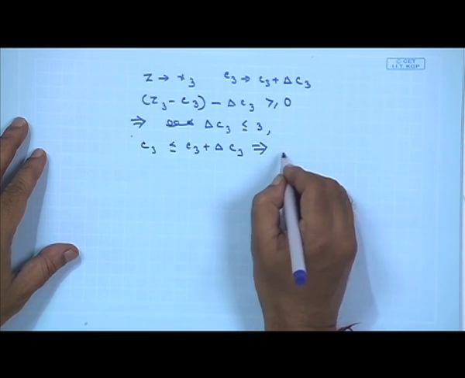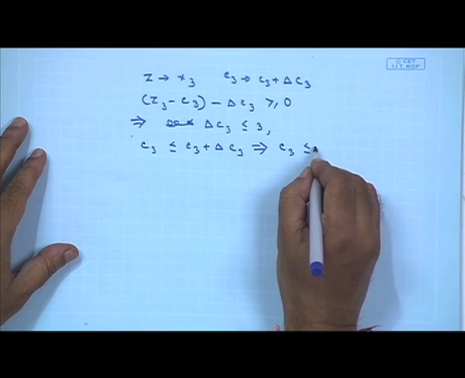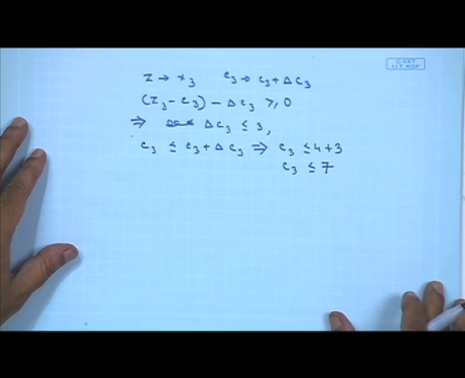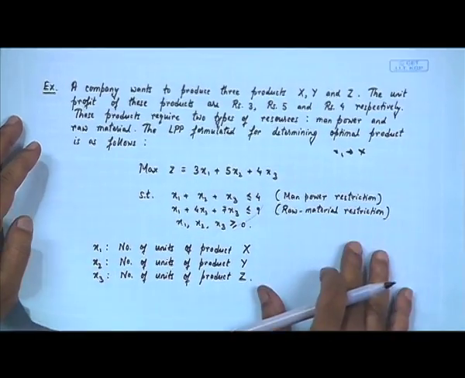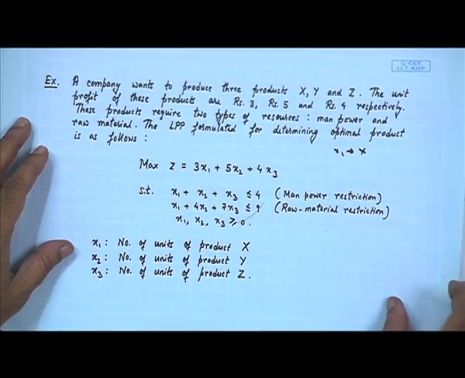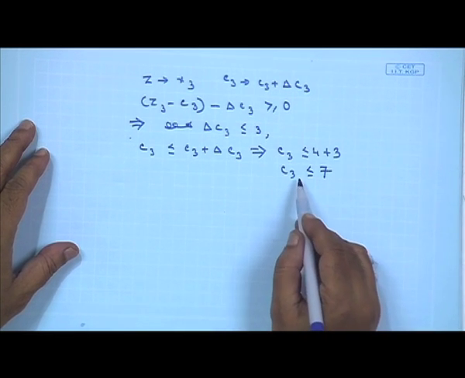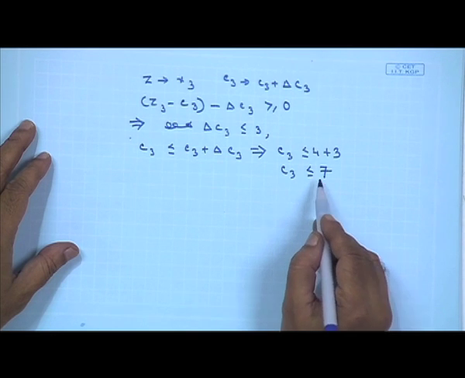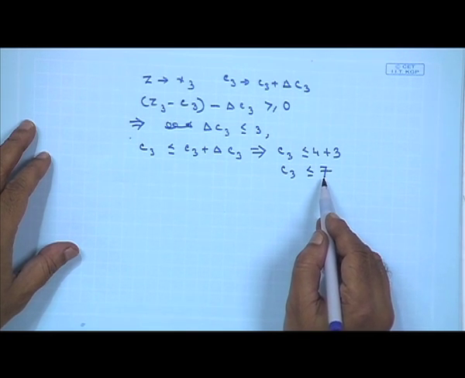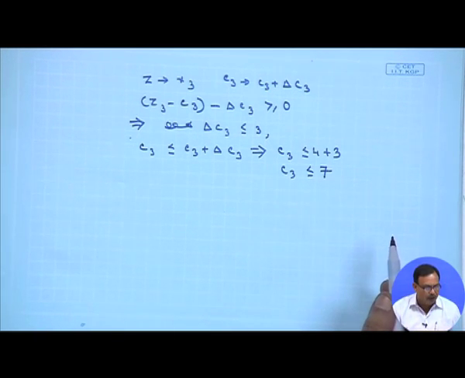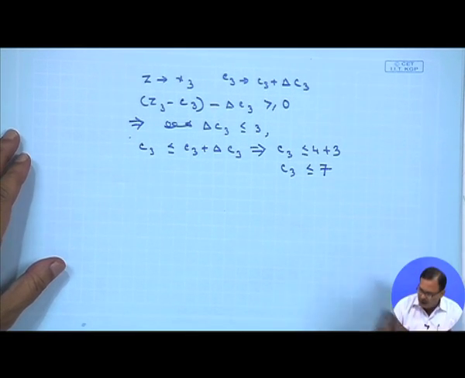From here I can write down C3 less than or equal to 4 plus 3, or C3 less than or equal to 7. So your original value of the coefficient for x3 was 4. What is our conclusion now? Till the unit price for product Z, which is C3, goes up to 7, if we change it up to 7, there will be no change in the optimal solution. So please note this one, that there will be no change in the optimal solution.